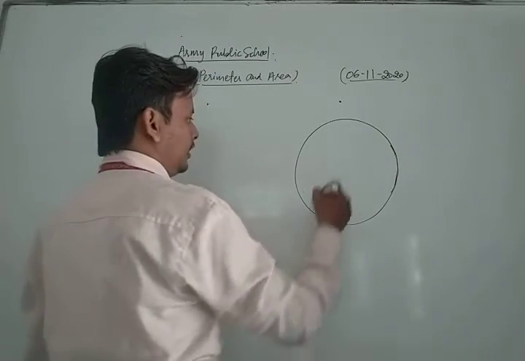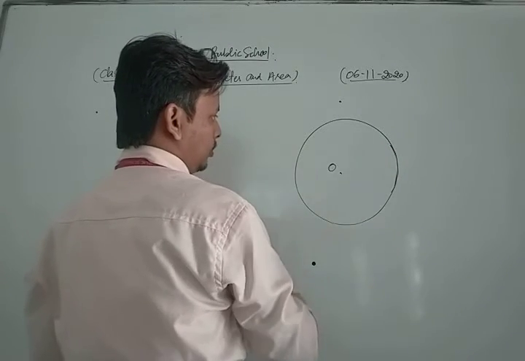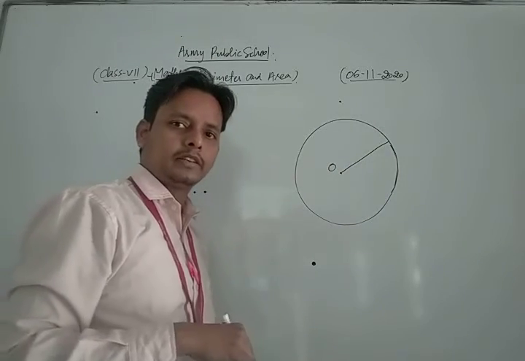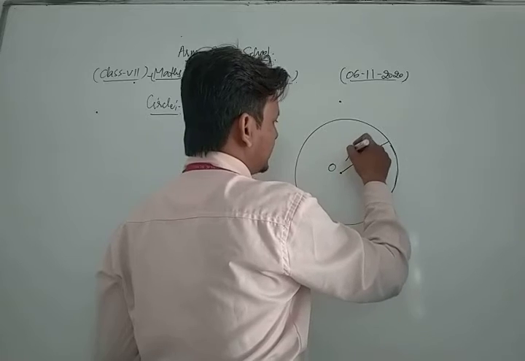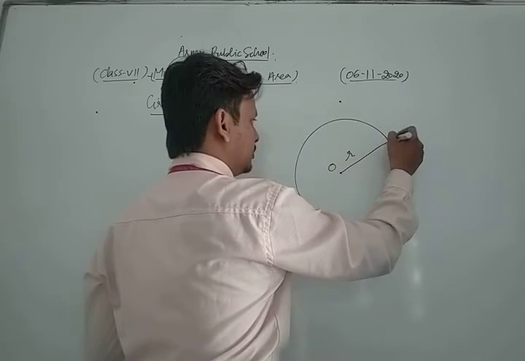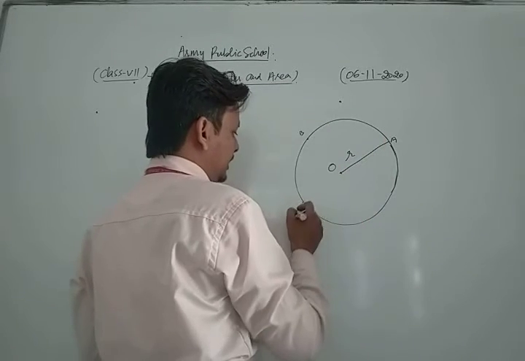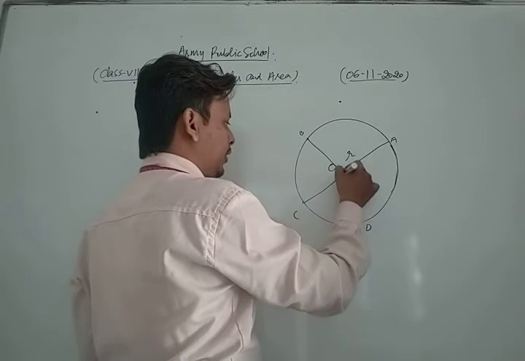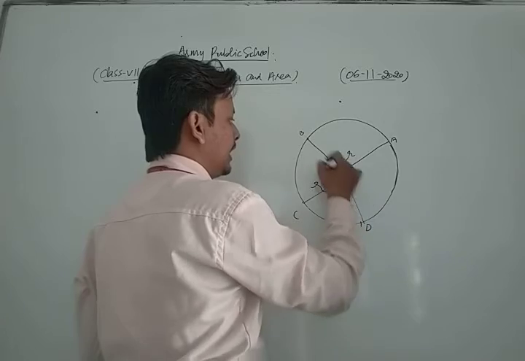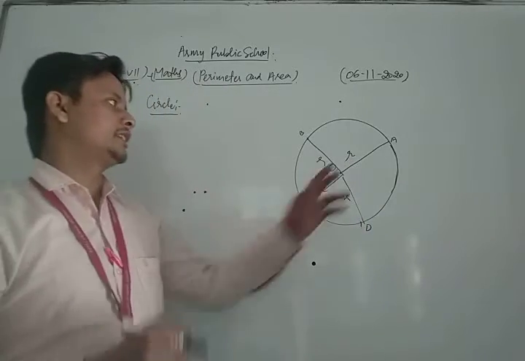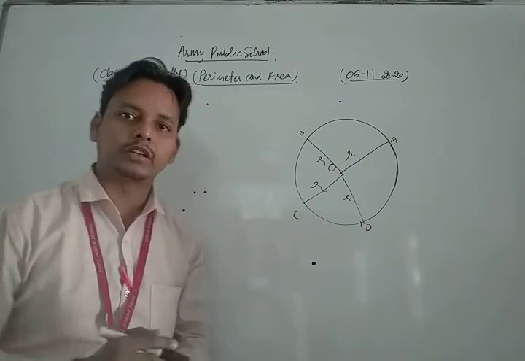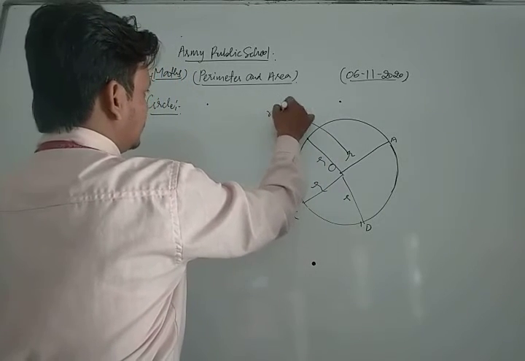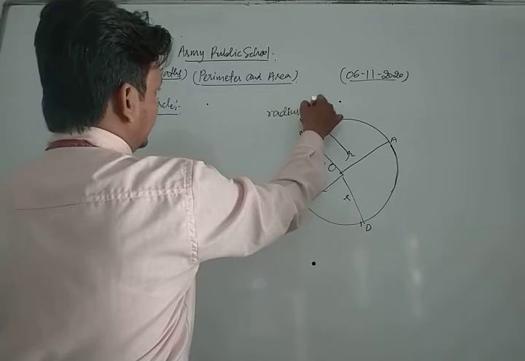Suppose this is the circle and this is the center of the circle, and the distance between any point on the circle and its center is equal to the radius r. Suppose some points A, B, C, D lie on the circle, and the distance between each and every point and the center always remains constant, r. This constant distance is known as the radius of the circle.